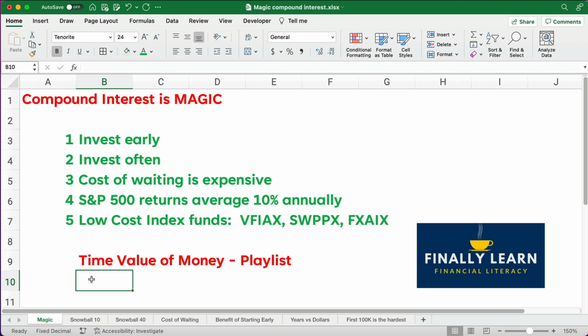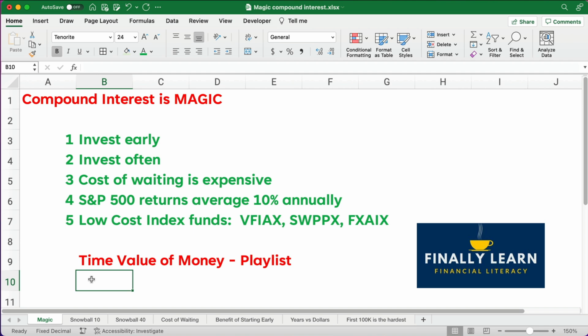So a couple little points we're going to make before we show you the charts and the graphs as we get going. Invest early. Get started as soon as you can, like today. Invest often, like every month. Make sure you're investing something every month. The cost of waiting is expensive. We'll show this as a chart in just a minute.